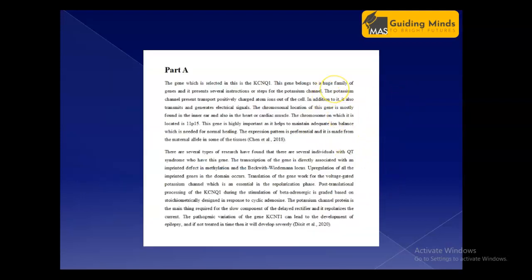So defining part A, we have selected the KCNQ1 gene. That gene belongs to the potassium channel, and we have defined the chromosomal location that is defined here. What is the expression of that gene, what is the translation as it is defined in the previous one, and what sort of function it is performing.